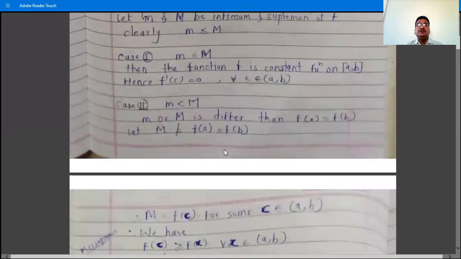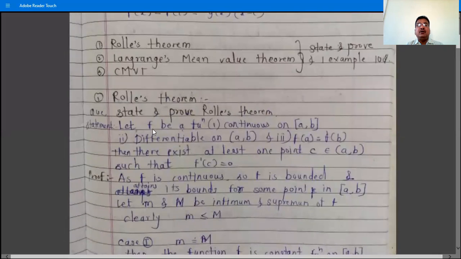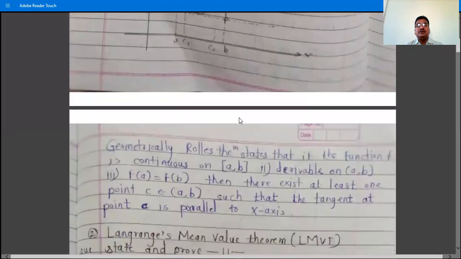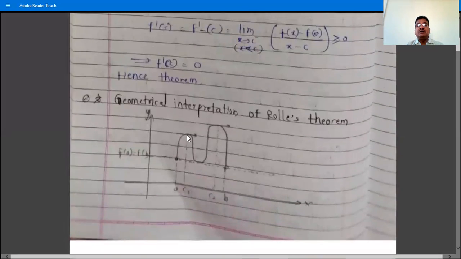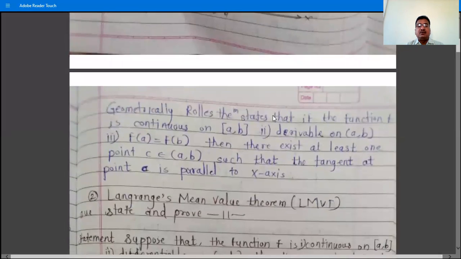So the question on this theorem is: state and prove Rolle's theorem and give its geometrical meaning. So this is the geometrical meaning or geometrical interpretation of Rolle's theorem.